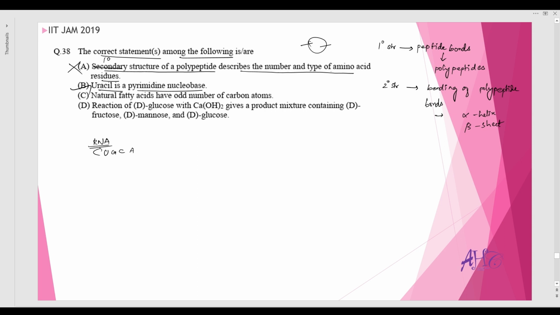நெக்ஸ்ட் என்ன இருக்குன்னு பாருங்க. Natural fatty acids have odd number of carbon atoms. So natural fatty acidsல என்ன இருக்கும்? Even number of carbon atoms தான் இருக்கும். So option C is also not correct.